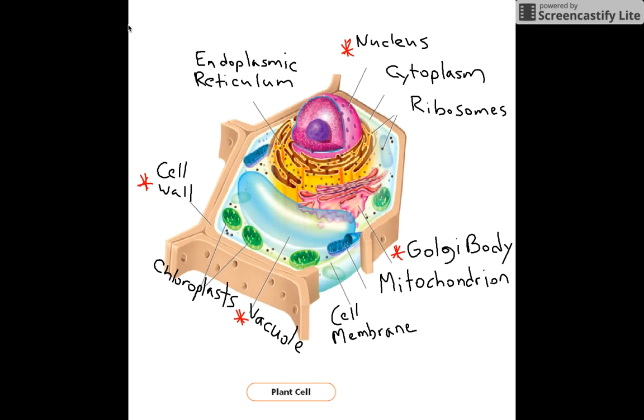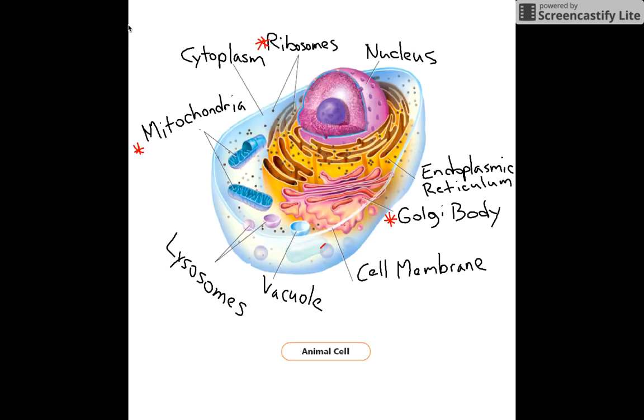Hey guys, so today we're going to look at cells, specifically plant and animal cells. We're opening here with a picture of a plant cell. All of the organelles are simply the parts of a cell. All of them are labeled here for you. We will go over them in greater detail in class, but make sure you copy down the labeling that you see there. Same thing with the animal cell.